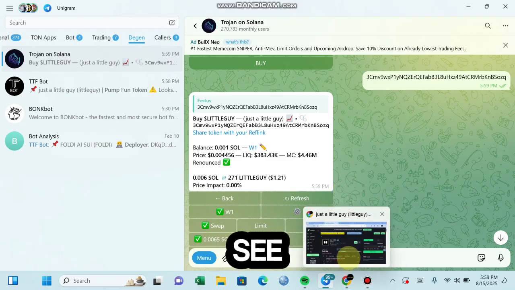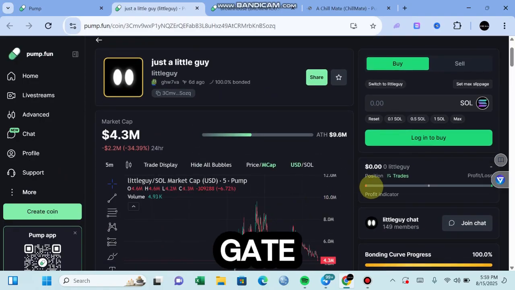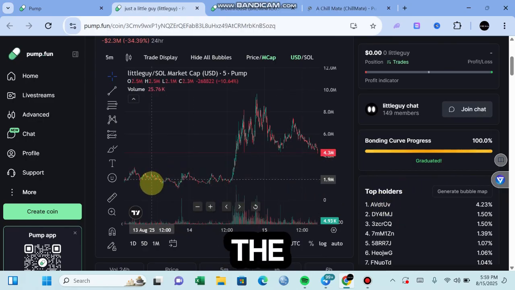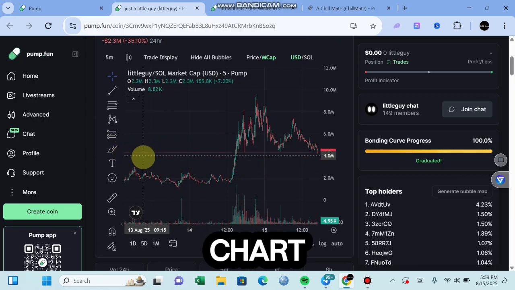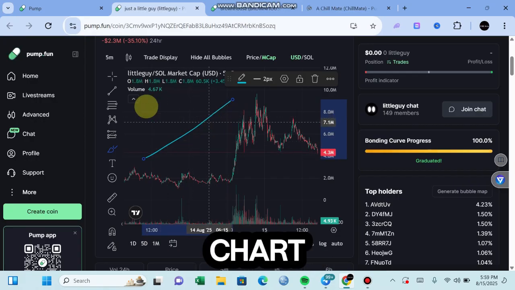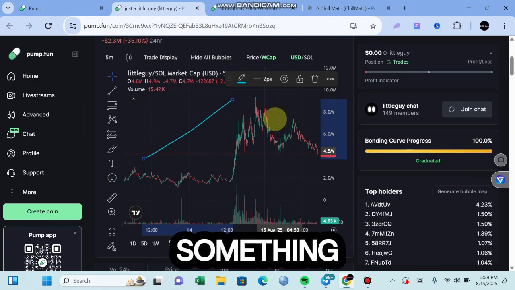So as you can see, it is very easy to actually look for good coins on Pump.fun. And as you can see, I checked the total holders, and the chart is not looking like a bot pump. Most times if you see a chart that is just going up in a straight line, you know that they are pumping it using bots or something like that.